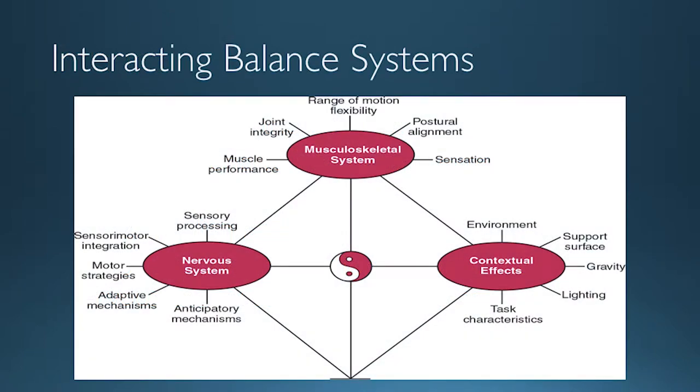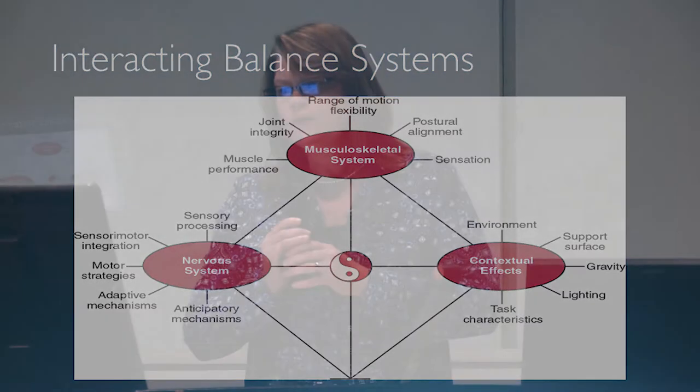So here's a nice little overview of how balance interacts with the different systems between your nervous system, your musculoskeletal system, and contextual effects such as what your environment offers you: icy conditions, what type of support surface, what gravity is doing on you, lighting. And how the nervous system creates all this sensory coming in, and then your body, through the musculoskeletal system, responds to that sensory input via the cognition.